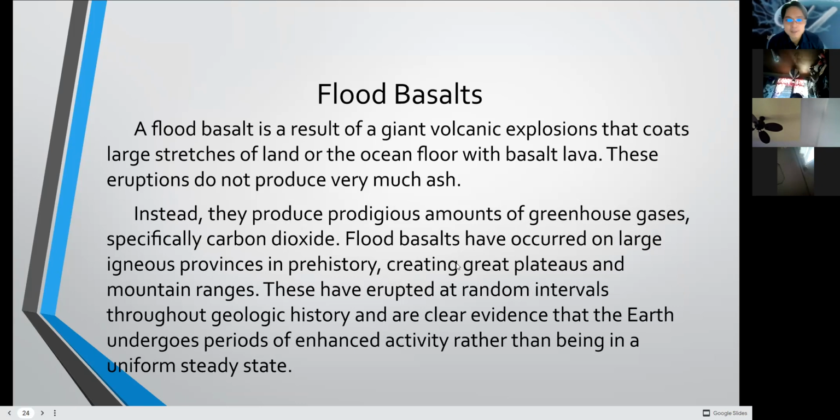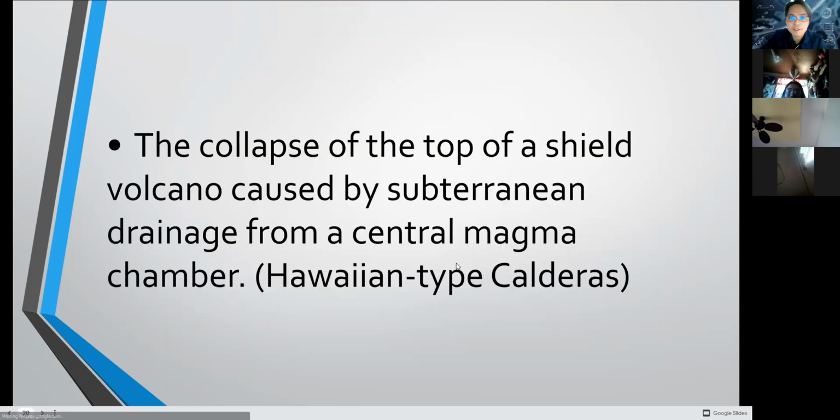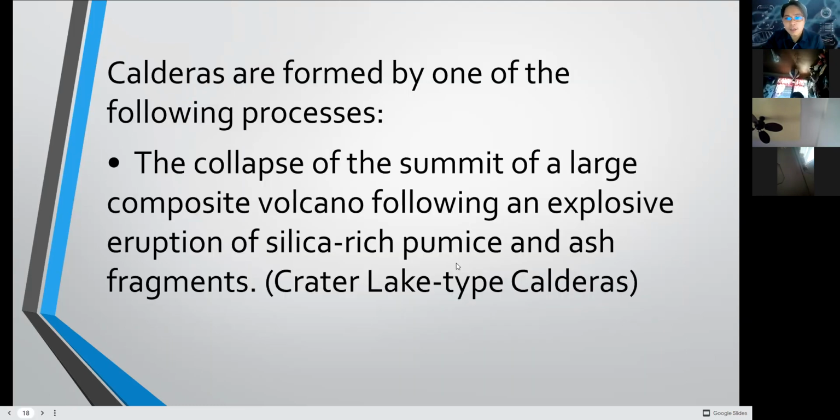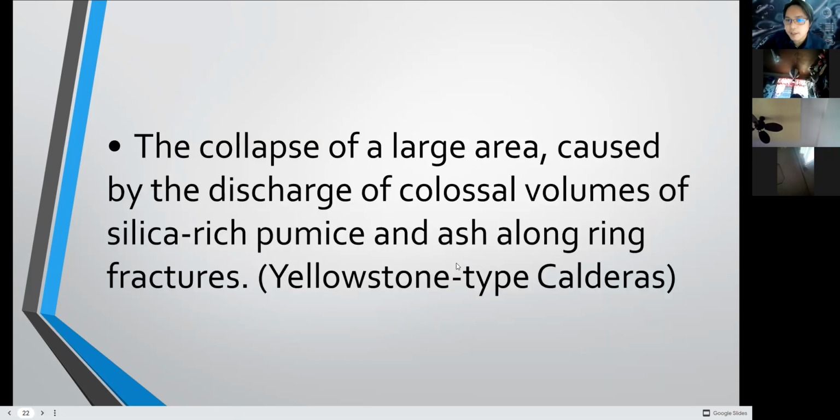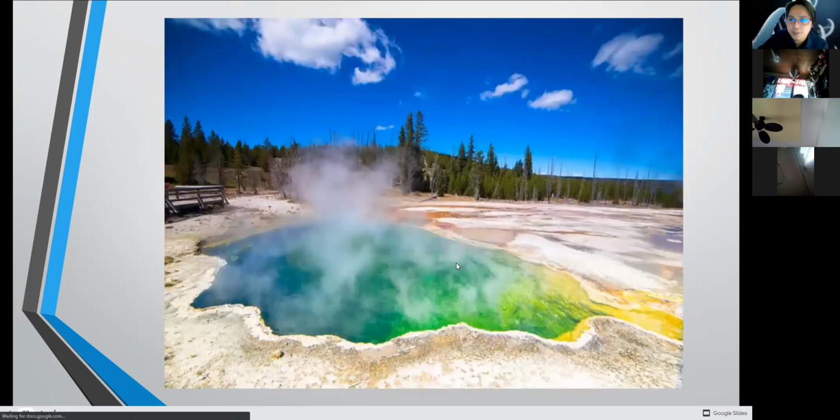Do you have any questions so far? Again, the first is the collapse of the summit of a composite volcano, just like your Mayon Volcano. If Mayon Volcano has an explosive eruption and removes its summit, it will create what? A crater lake. Next is the collapse of the shield, and of course the fractures, the collapse of a large area and the fractures.